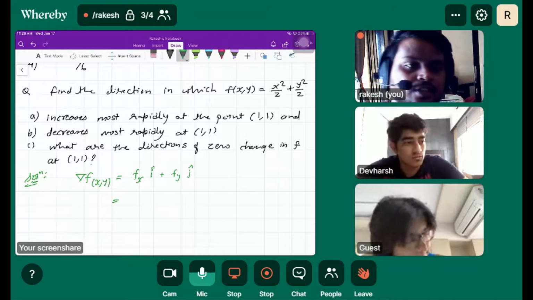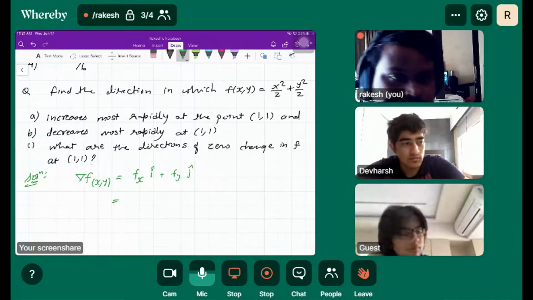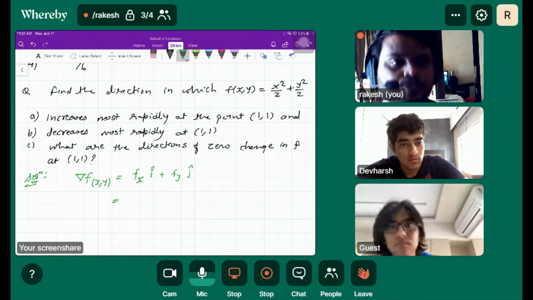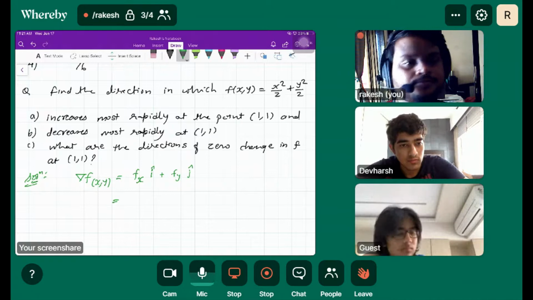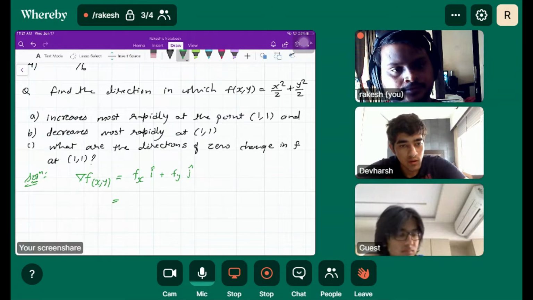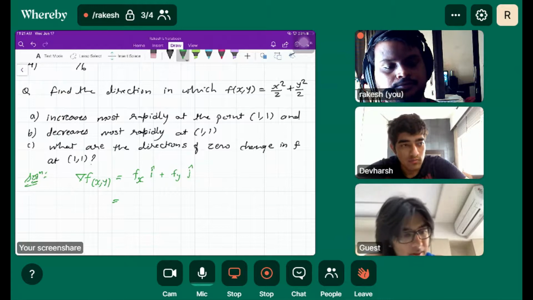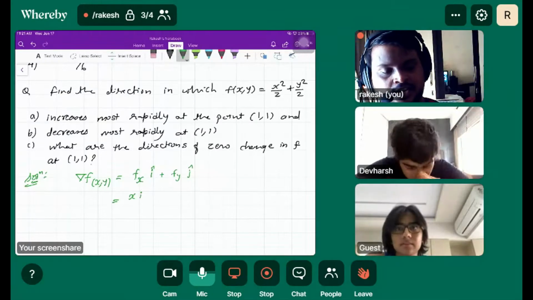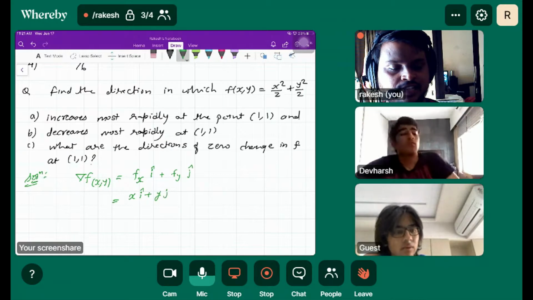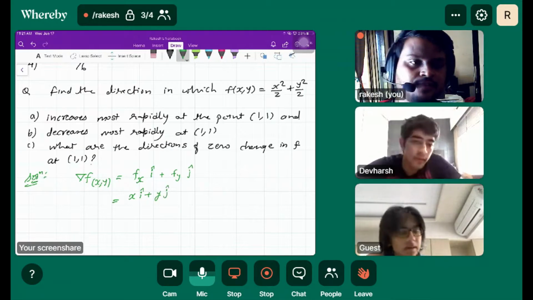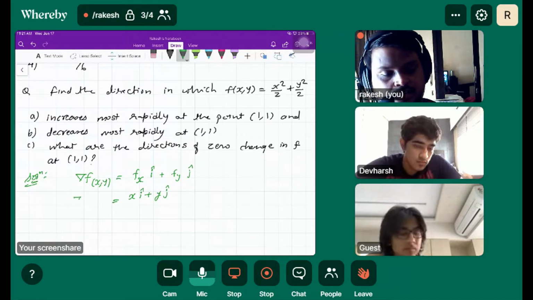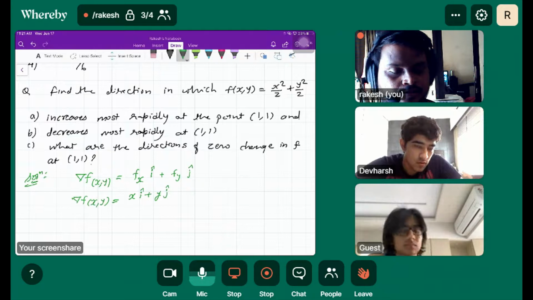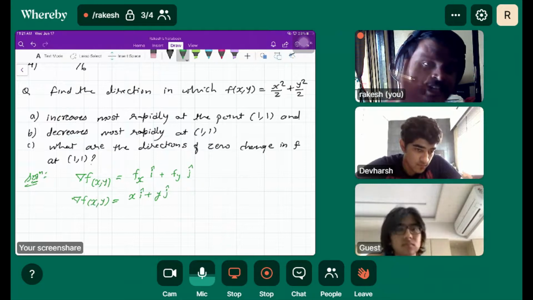Are you with me here? Where fx is the partial derivative of the function with respect to x, fy is the partial derivative with respect to y. So what is fx? Fx is x only, right? So x i cap plus fy is y j cap, right? We'll differentiate the given function with respect to x and with respect to y respectively. So this is the gradient vector of the function at any point, right?